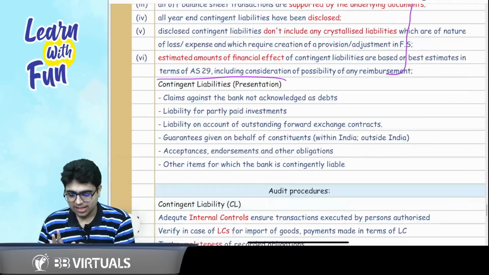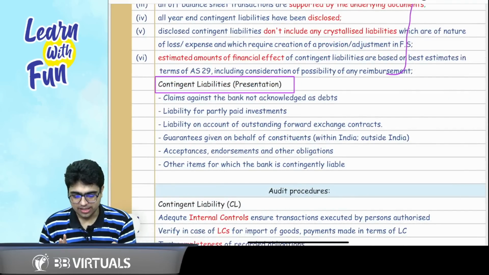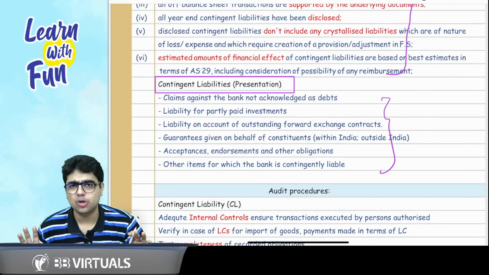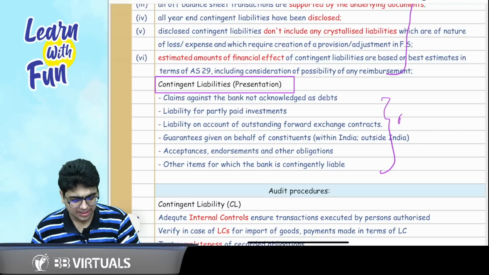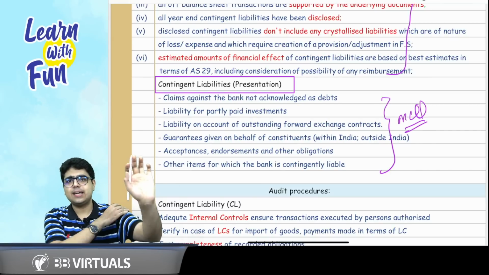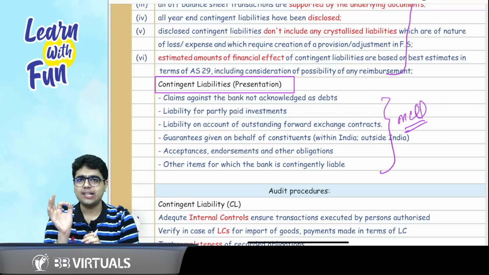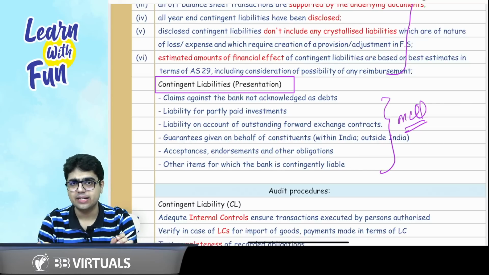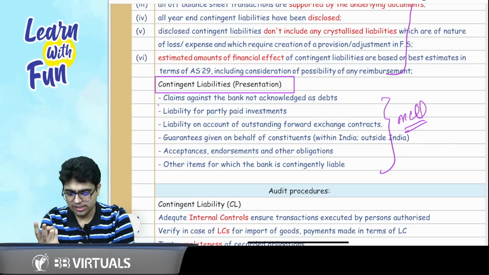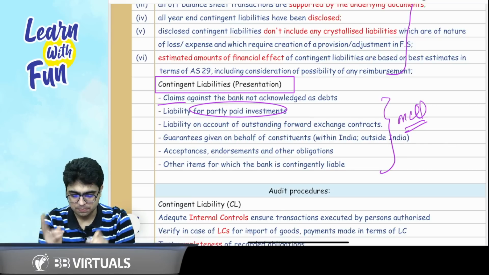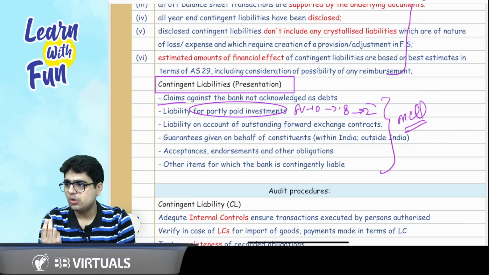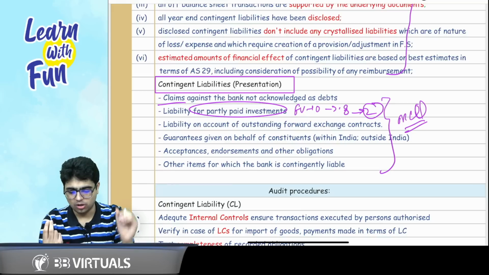Now comes contingent liabilities presentation. In this presentation, basically they talk about different types of contingent liability, and I think there is an MCQ on this in your MCQ booklet. What are the points? First of all, claims against the bank not acknowledged as debts. Second point, partly paid up investment, that is the face value is 10, you have paid up and called up was 8, so 2 is still pending, so it can be called up anytime.